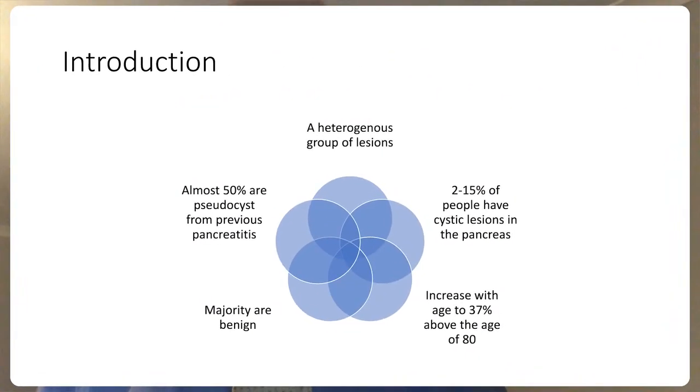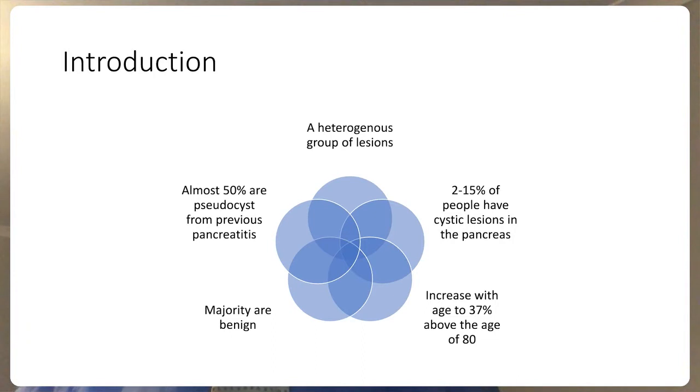In general, this entity, the cystic lesions of the pancreas, is a heterogeneous group of lesions with a variety of causes. In certain series, almost 50% of them are pseudocysts that develop from a previous attack of acute pancreatitis. And indeed, we see quite a lot of these patients, in particular people who have acute and chronic pancreatitis caused usually by alcohol abuse.